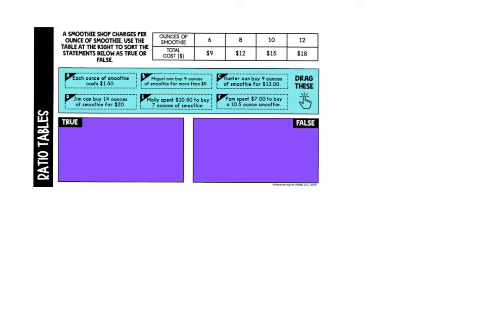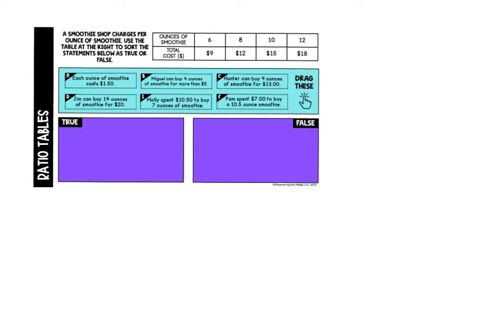For this second page on our homework, we are being asked, so we have a smoothie shop and it charges per ounce of smoothie. And we're being asked to use this table to sort statements below as true or false. So here we have a table that is showing us price per ounce of smoothie. For $9, we get 6 ounces, $12, we get 8 ounces, $15, 10 ounces, $18, 12 ounces.